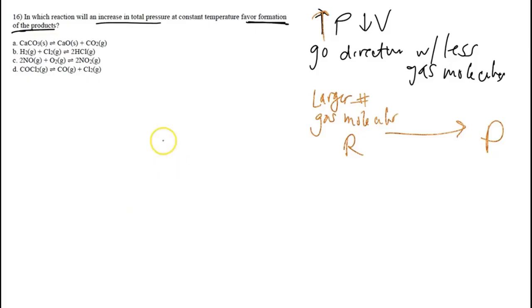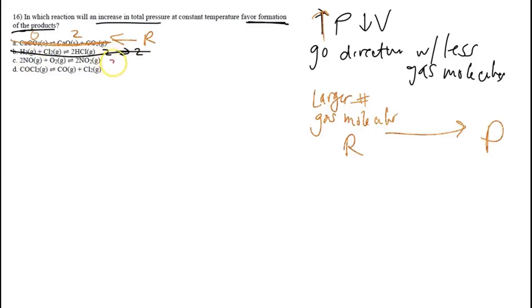So for letter A, this is 0 gas molecules here because we have a solid, and this is 2 gas molecules. So if I increase the pressure, it's going to go in the direction of the reactant. Since it's going towards reactants and not products, I don't want that. Let's move on. H2 and Cl2. So we have 2 gas molecules, and then we only have 2 gas molecules. Since they're 2 and 2, they're going to be in equilibrium. We can't worry about that. Let's do the third one.